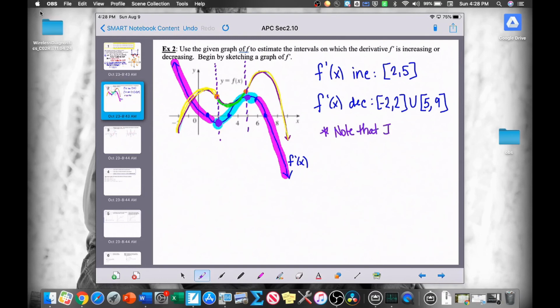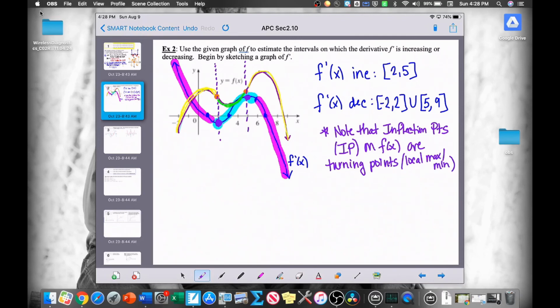Note that inflection points, and I abbreviate those as IP, on f of x, that's our parent function or our original function, are turning points, local maxes or mins. That's what a turning point is, local maxes or mins on my derivative f prime of x. Okay, so again, not something we've learned yet, but something that is going to be introduced later in this lesson, but this graph was an excellent opportunity to point out the inflection points on f of x becoming turning points on f prime of x.